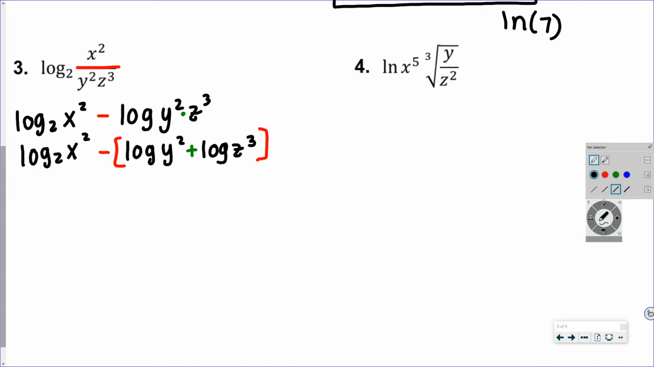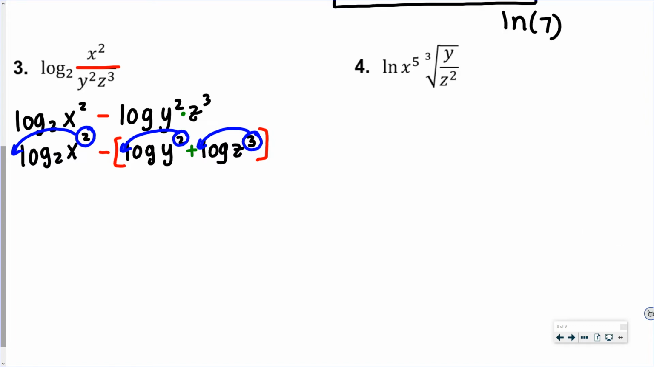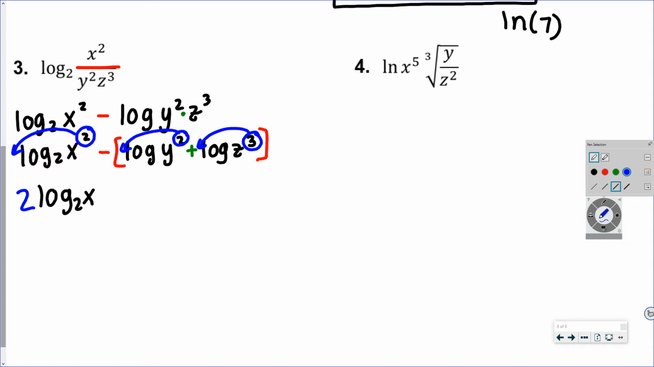Okay. So then I see, all right, I have a bunch of powers here that can come out in front. That can come out in front. That can come out in front. I'm going to simultaneously distribute that negative, or subtract both of these logs here. So I would have 2 log base 2 of x minus 4. Oops, I'm forgetting to write base 2 on these logs. I meant 2. I honestly don't know.